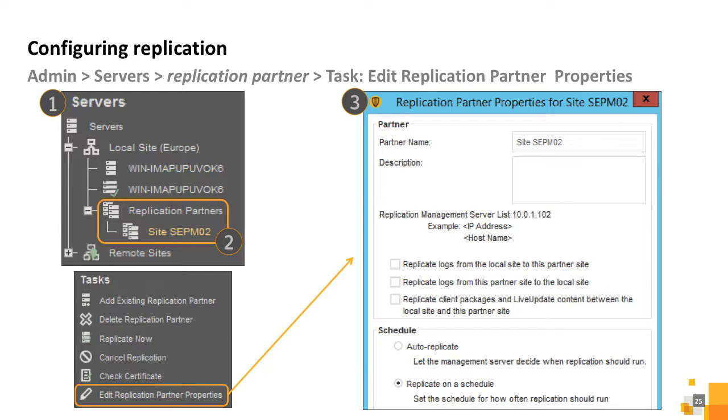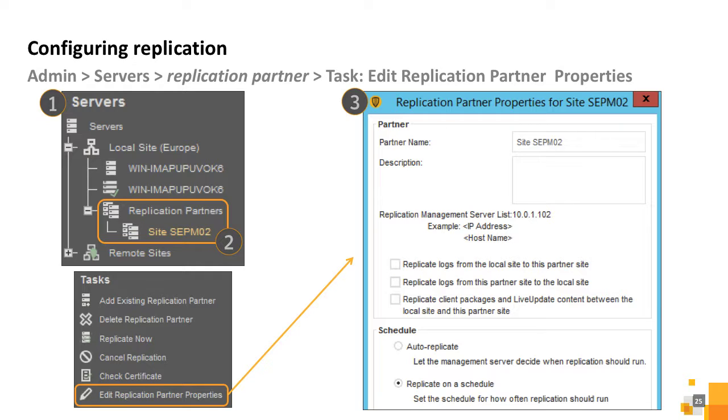After the initial groups and policies are replicated, you need to log on to the newly created SEPM and configure replication. If you do not configure these parameters, further replication does not occur. To configure replication, select Admin, Servers. Under Servers, expand Replication Partners. Select the site under Replication Partners, and under Tasks, select Edit Replication Partner Properties. The Replication Partner Properties for the site name are displayed.